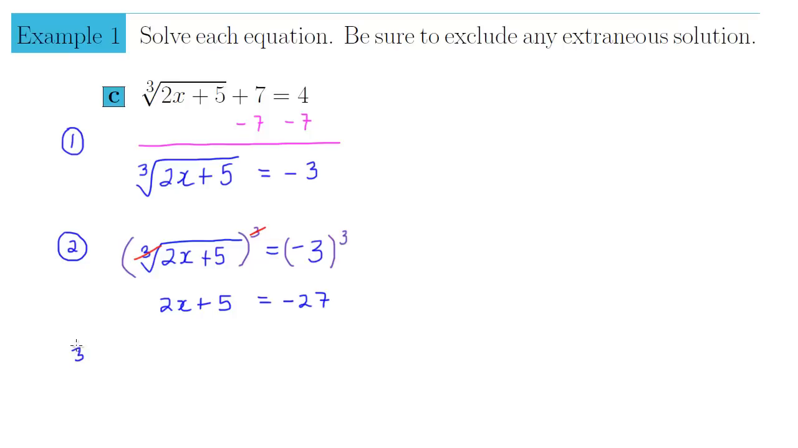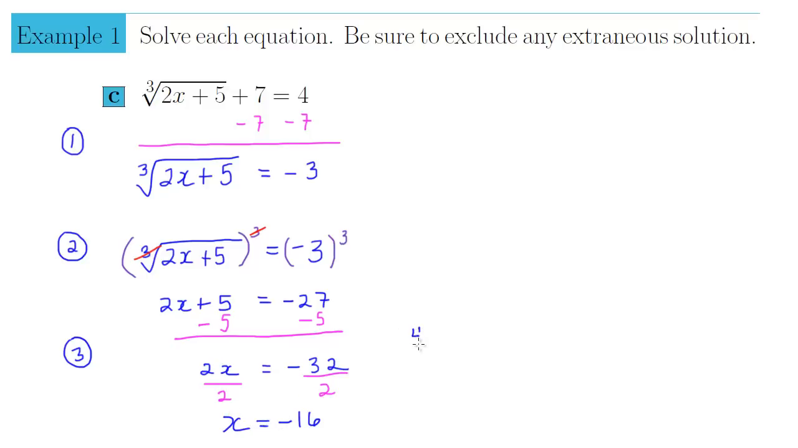Step 3 says I have to solve the resulting equation. Well, that's actually pretty straightforward. This is a linear equation, right? It's got x to the first and nothing higher. So I'm just going to isolate my x using reverse operations. So to isolate the x in the equation 2x plus 5 equals negative 27, I subtracted 5 from both sides, then I divided by 2, which left me with x equals negative 16.